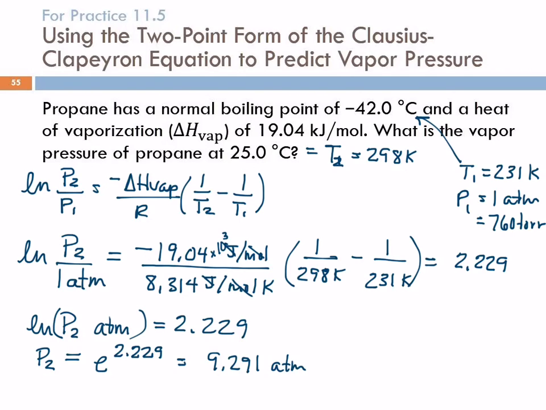Now, that seems like kind of a high pressure, and it is. But propane boils at minus 42 Celsius, which is very, very cold. At room temperature, then, we would expect that the vapor pressure would be pretty high, and it is. Any questions?